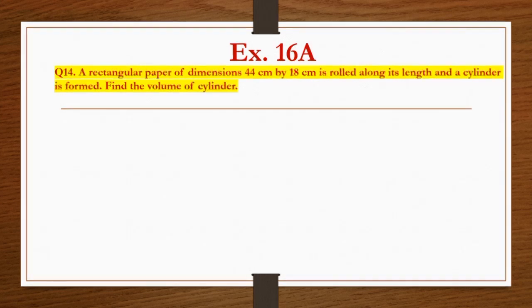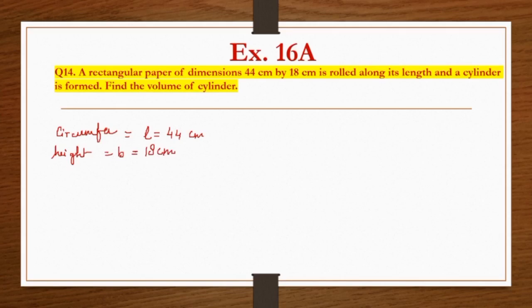Now question number 14 says that there is a rectangular paper folded in the form of a cylinder, and we are folding it along the length. It means the length becomes the circumference of the cylinder. So the circumference of the cylinder is the length, and the value of length is 44 centimeter. Now our height is the breadth of the rectangle, so the breadth is 18 centimeter.